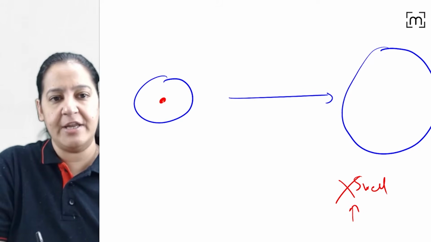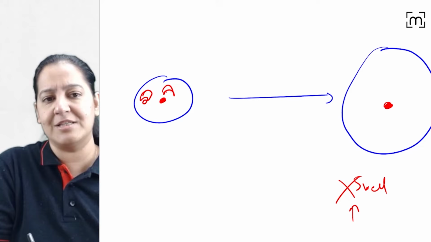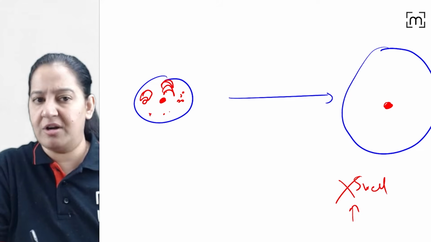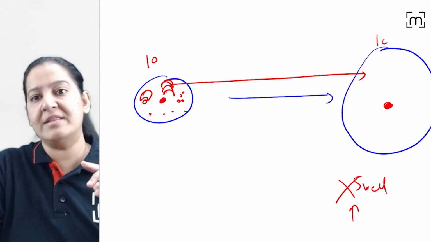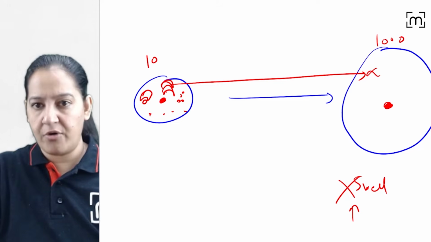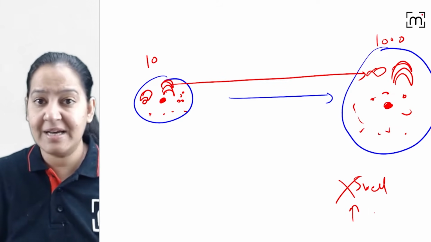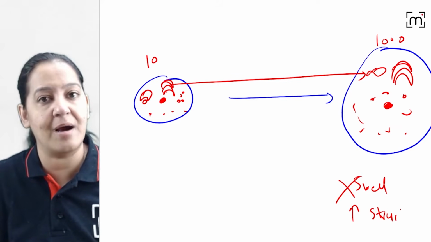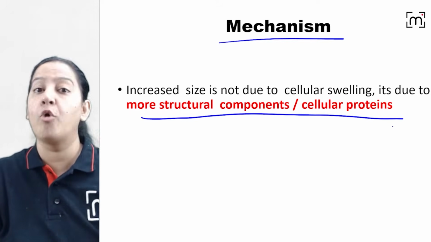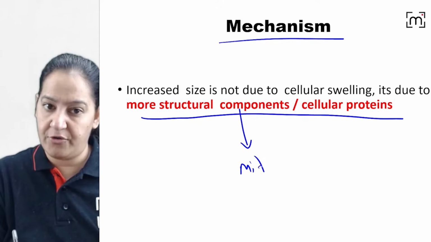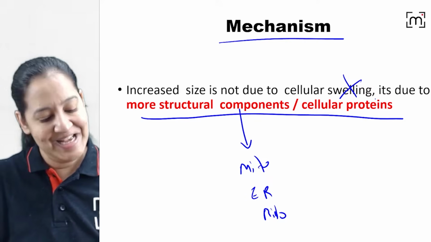So here the cell is having one nucleus. Nucleus is of course one here also. But here just suppose the cell is having few mitochondria, endoplasmic reticulum, ribosomes, some structural components. All the structural components will increase. So here just suppose there are 10 mitochondria. Instead of 10 there will be 1000. So mitochondria will increase, endoplasmic reticulum will increase, ribosomes will increase, all the structural components will increase. So basically the mechanism is increase in structural components and more proteins. By structural components I mean mitochondria, endoplasmic reticulum, ribosomes, but it is not the swelling. Please mind it, it is not swelling. So that is the mechanism.